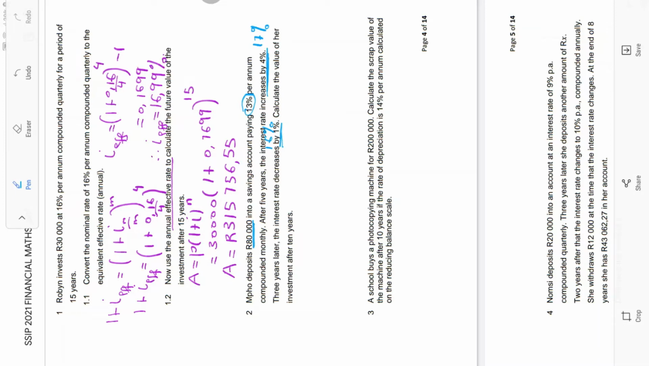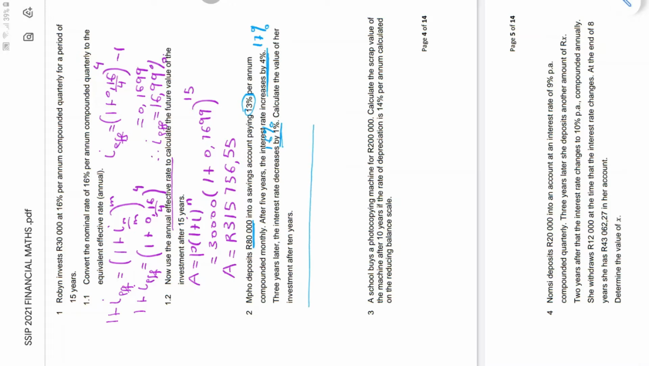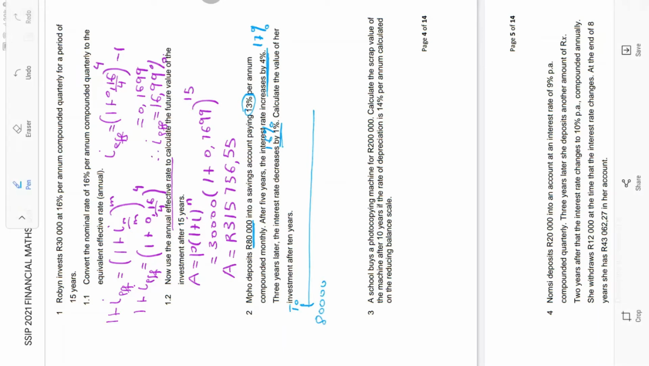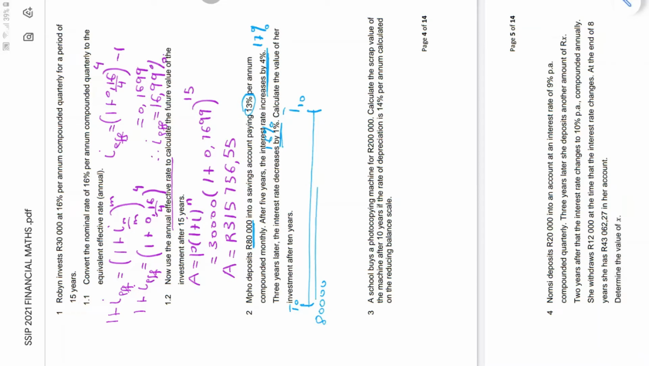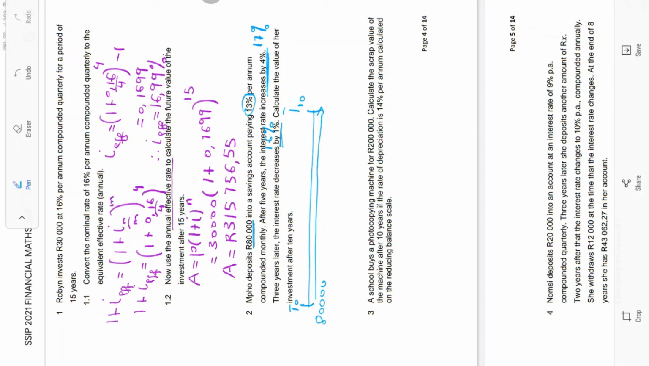So we can use a timeline so that we get the actual picture of what is happening here. So at the beginning, which is T0, 80,000 rands was invested into the account, and our investment lasts for 10 years until T10. So the 80,000 is supposed to be in this account until the end of 10 years. But what is happening? There is a change in the interest rates.